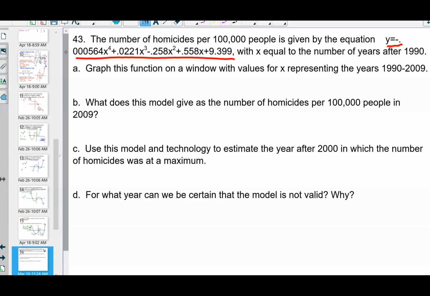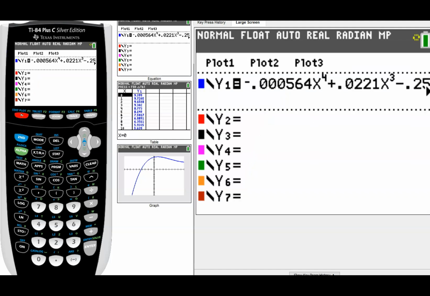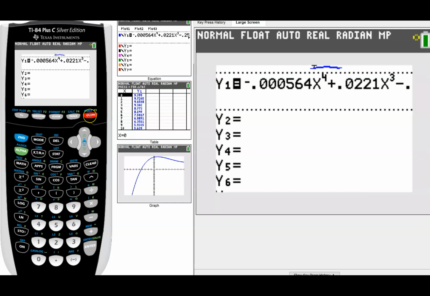Graph the function on a window with values of x representing years from 1990, which would be year 0 to 2009, which is year 19. And we're going to be really careful on the graphing part on this one. And when you graph that, go ahead and graph that. I'll show you mine in just a second, so you can just pause the video if you want right now. So this was I put that in the y equals. Be really careful. I made mistakes several times doing this one.